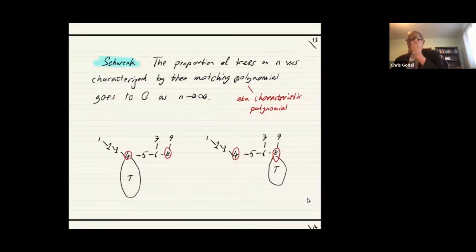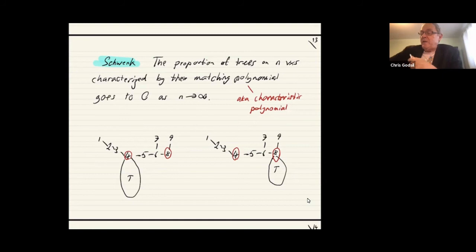What Schwenk proved is that the proportion of trees on n vertices which contain a given limb doesn't depend on the structure of the limb. It only depends on the number of vertices. And using that, he was able to prove that the proportion of trees that don't contain that limb goes to 0 as n goes to infinity. And so he deduces that almost all trees have a co-matching mate.